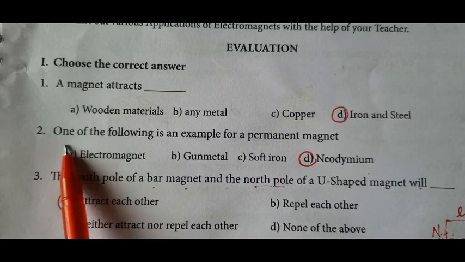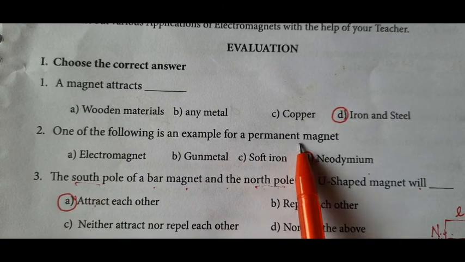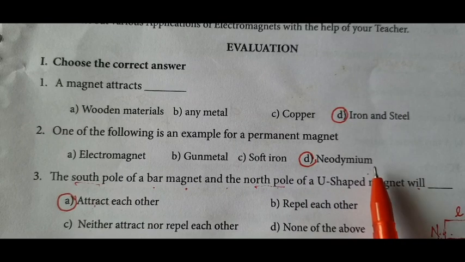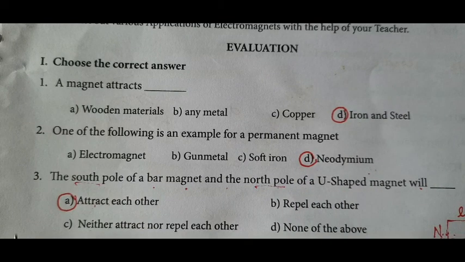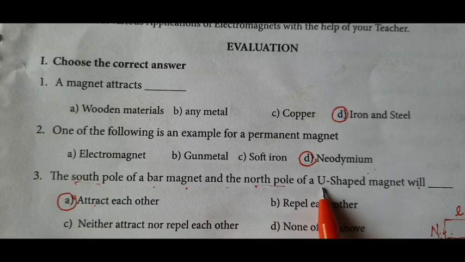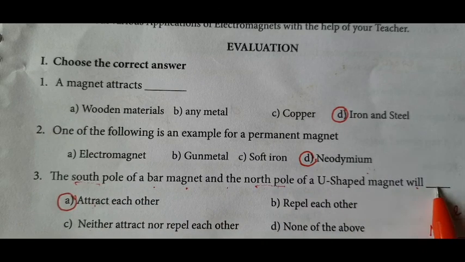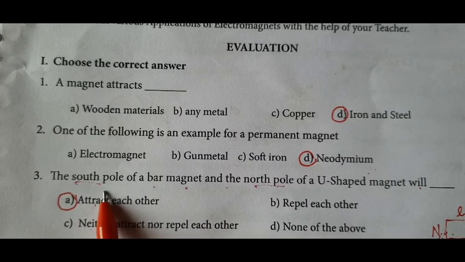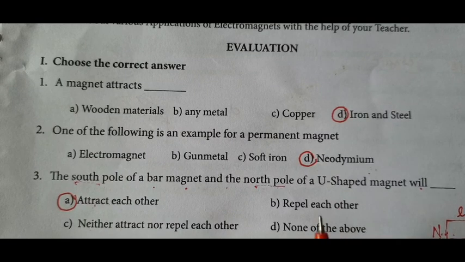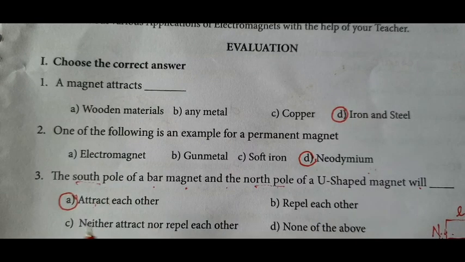Second question. One of the following is an example for a permanent magnet. Neodymium. This is one of the permanent magnets. And then third question. The south pole of a bar magnet and the north pole of a U-shaped magnet will attract each other because both poles are unlike. Unlike poles attract and like poles repel. Here the poles are unlike, so option A is the correct answer.